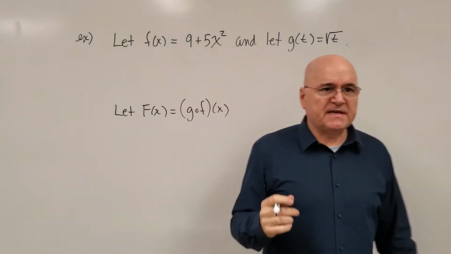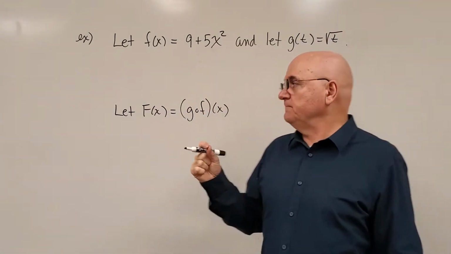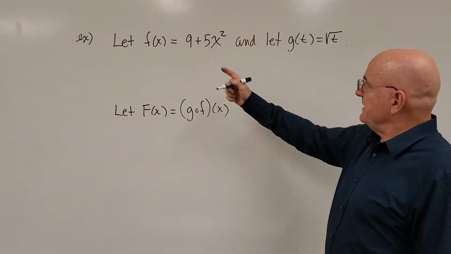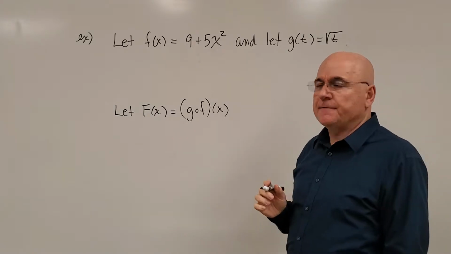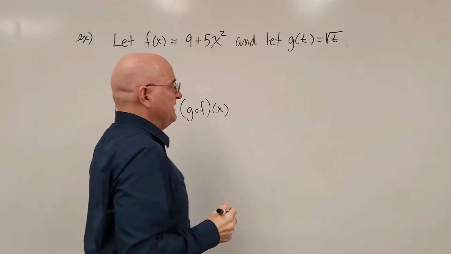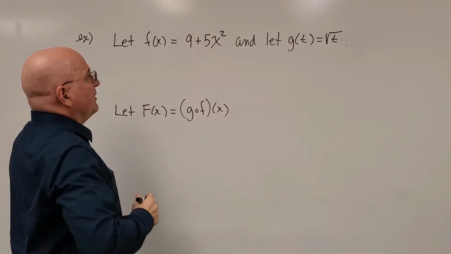Now we're going to look at an example that requires using the chain rule. Let's start off with two functions. F of x is 9 plus 5x squared, and g of t is radical t. Well, what do we know about these?